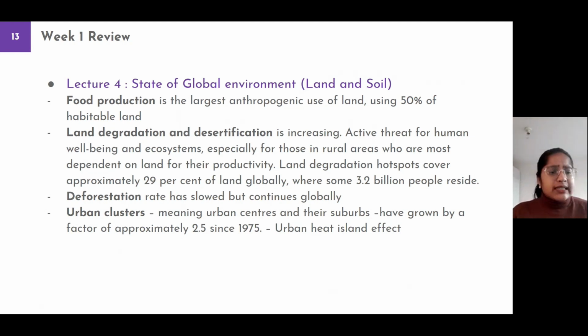We also see the rise of urban clusters, which means urban centers coming together, and they have been growing by a factor of 2.5 since 1975. This also leads to the urban heat island effect, where urban areas have much higher temperatures compared to their corresponding rural areas. This causes a large increase in temperature, especially during events such as heat waves, where temperatures are already high, but because of the built material surrounding urban centers, the heat is stored and it leads to the warming of the entire urban area.